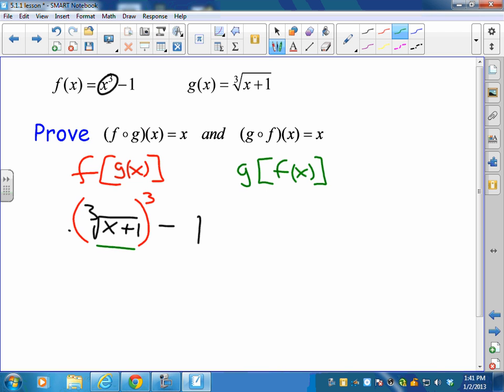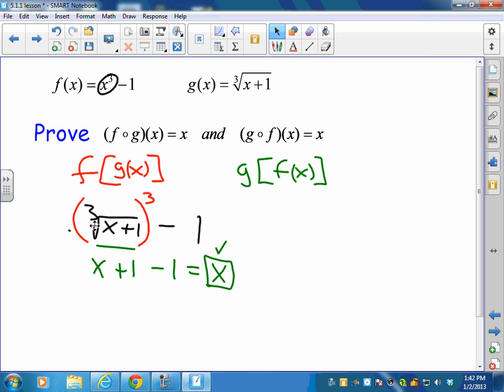Well, when I have a cube root and I cube it, I just get back what I started with. So I get x plus 1 and then minus 1. The plus 1 and the minus 1 cancel out, and I just end up with x, which is what I wanted. If I take these two functions, put one inside the other, and it equals x, then they're inverses of each other.